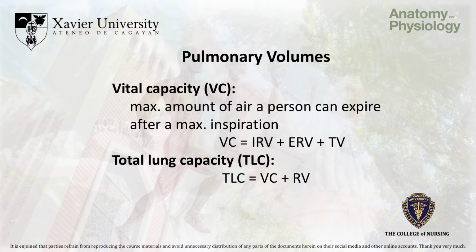For your vital capacity or VC, it is the maximum amount of air a person can expire after a maximum inspiration. So you just add the IRV plus ERV plus the TV. While for your TLC or total lung capacity, you need to add the vital capacity and the residual volume.